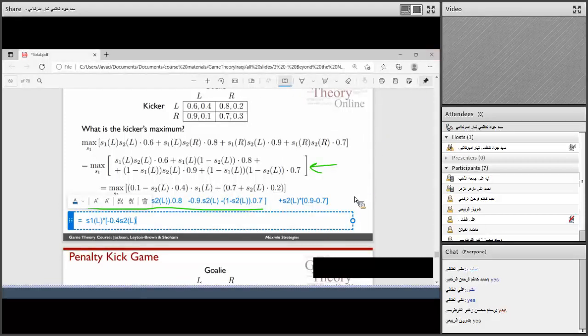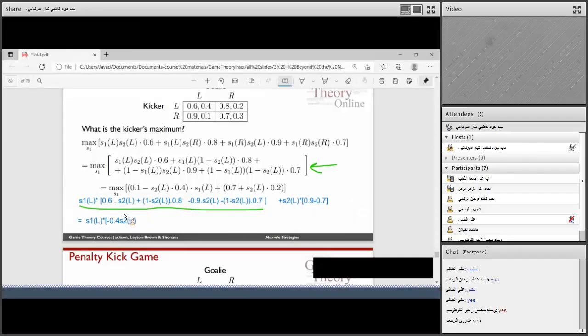Okay, what else do we get? Besides that, there are constants here. So we have 0.8 over here, and then minus 0.7, so that gives me plus 0.1. So, well, it looks like we got what the guy is saying. So that's for that. And then this one is S2 of L times 0.2. Okay, so we got what the guy is claiming. After simplification, we get exactly what he's saying.